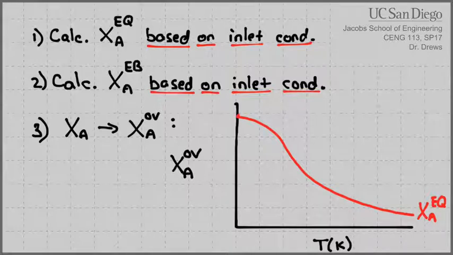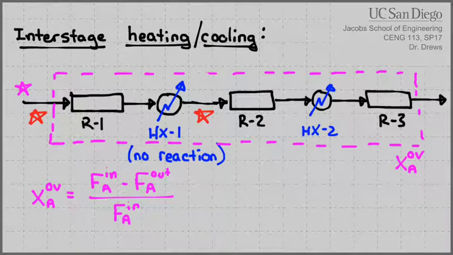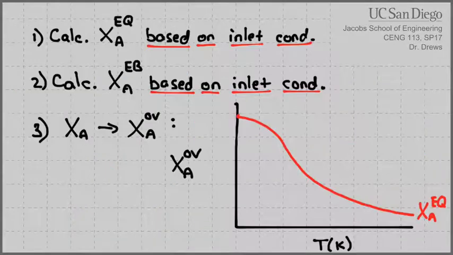Now we're going to start adding reactors and heat exchangers based on whatever the diagram is that we saw before. So the diagram that we have in this case is this one. So we're going to go into a reactor, then a heat exchanger, then a reactor, then a heat exchanger, then a reactor. You can do this for as many systems as you want.